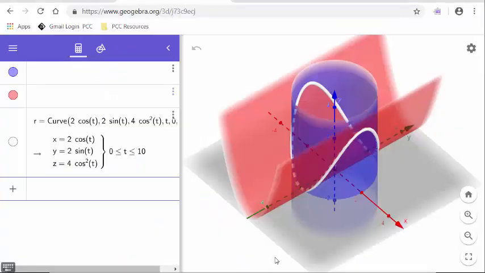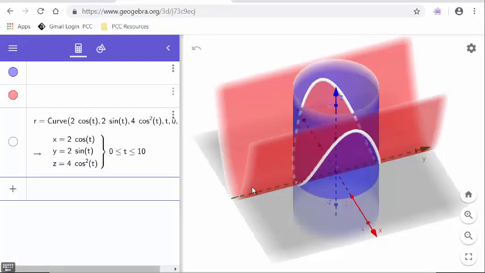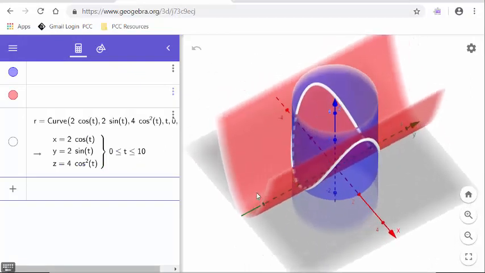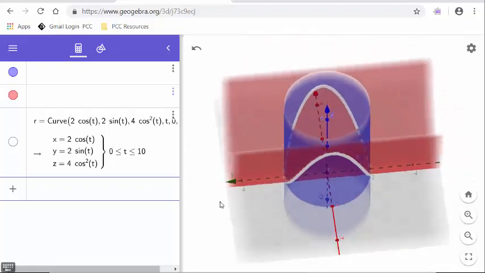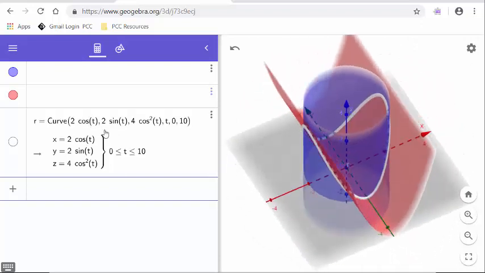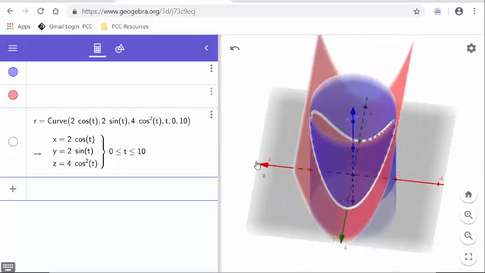So let's go ahead and look at this graph. Got to pull it up here. So we can see the red is the parabolic cylinder, the blue is the circular cylinder of radius 2, and the white is our curve of intersection, which I have plugged in here. 2 cosine of t, 2 sine of t, 4 cosine squared of t.